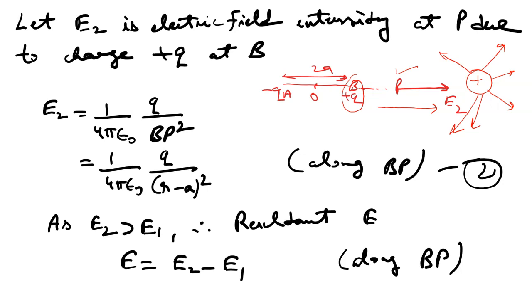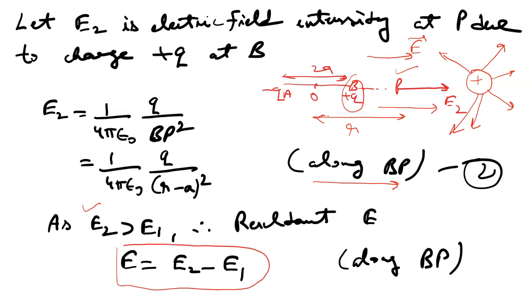Now what should be BP? Now OP, what is OP? OP is R. So BP here is (R minus A) whole square, along BP. Now as E2 is greater than E1, therefore the resultant electric field E will be along BP. That will be E equals E2 minus E1.